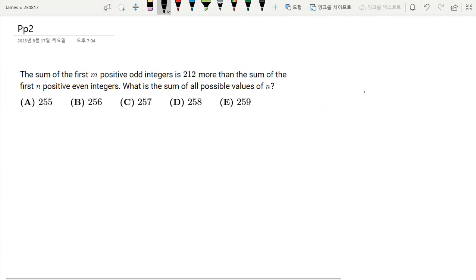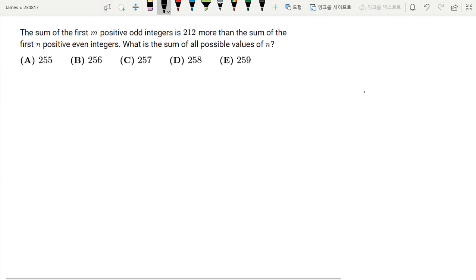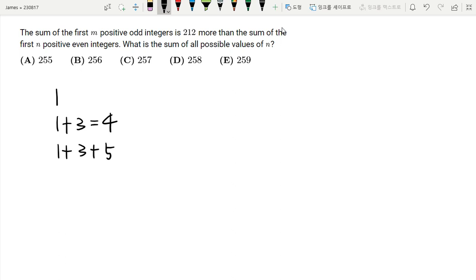Yep, so for this problem, if we want to find the sum of these m positive odd integers, when you think of the pattern, 1 plus 3 is 4, and if we keep adding these odd numbers, they become squares. So that means the sum of m positive odd integers is m squared.